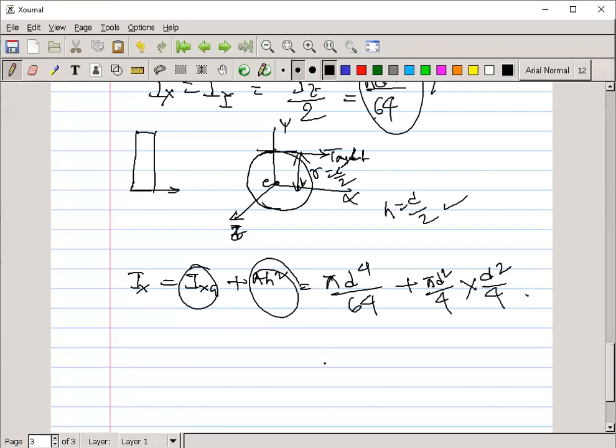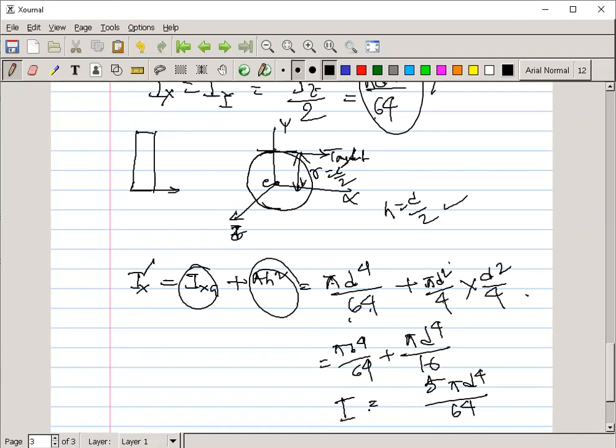So what we can write finally: pi d to the power 4 by 64 plus pi d to the power 4 by 16, which is 5 pi d to the power 4 by 64. Anyone have any confusion here? We can write this one as I x dash, or write tangential.